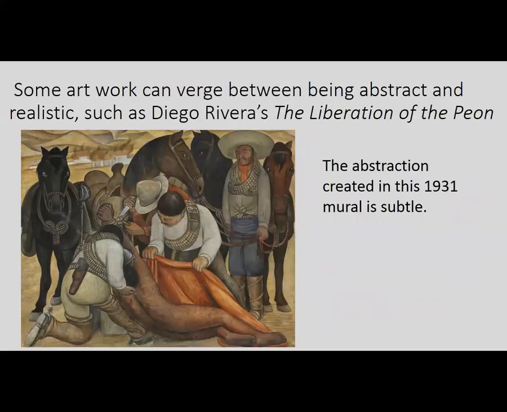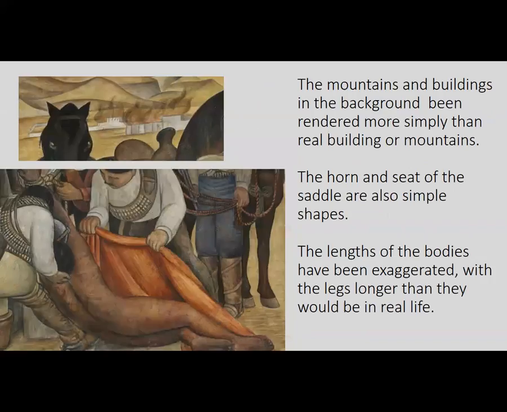So we're going to look at this painting by Diego Rivera of the Liberation of the Peon. And it looks pretty realistic, until you start really looking at things. We're going to zoom in on a couple of areas, but there are other areas as well. So when we go to the background and we look at those buildings, they're not three-dimensional looking. They're just like rectangle, rectangle, rectangle, rectangle, rectangle. And then the mountains are like, boop, that's a mountain.